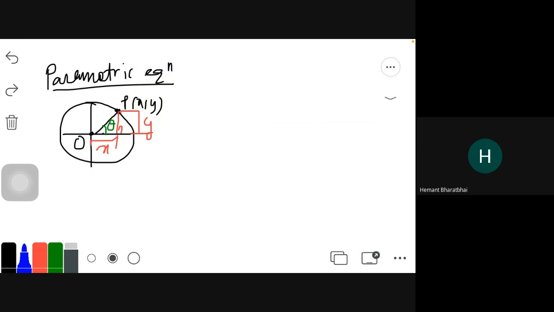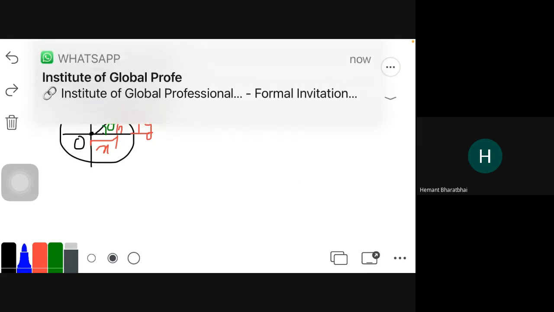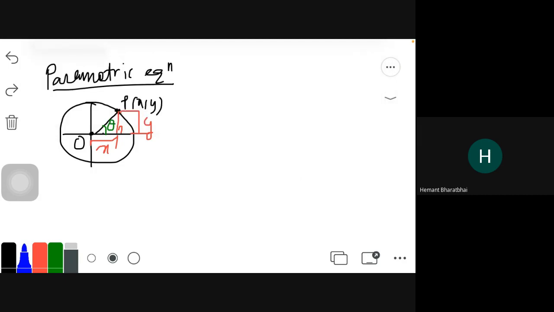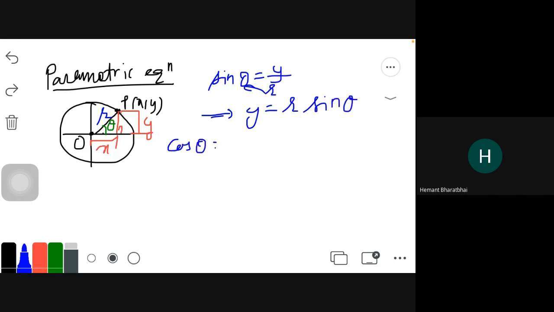Then by applying trigonometry in this particular triangle, I can write sine theta is equal to opposite upon hypotenuse, that is y upon my radius OP, that is r. So from here I'll get y is equal to r sine theta. Similarly, I can get cos theta is equal to adjacent upon hypotenuse, that is r. So from here I'll get x is equal to r cos theta.